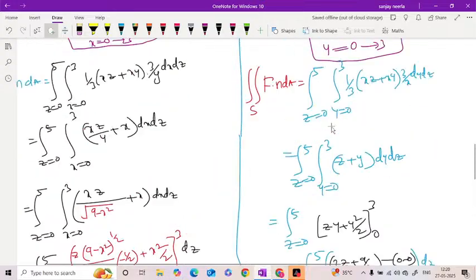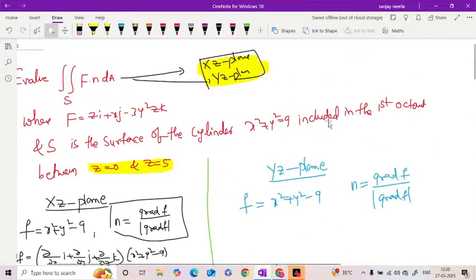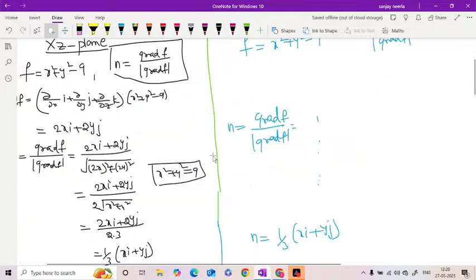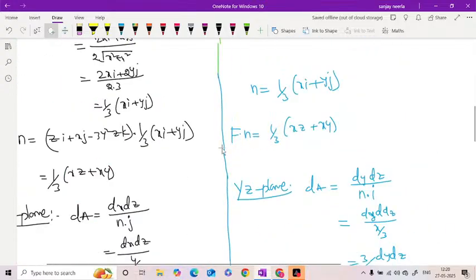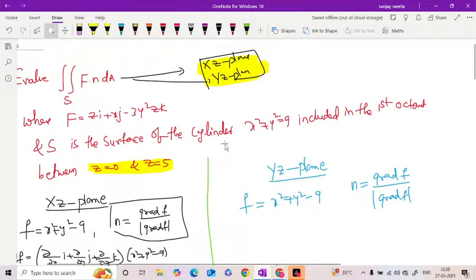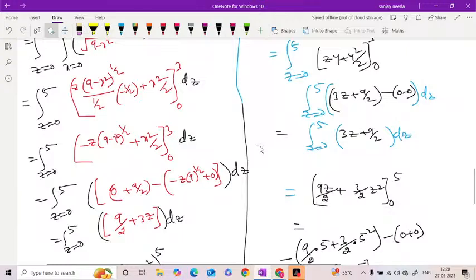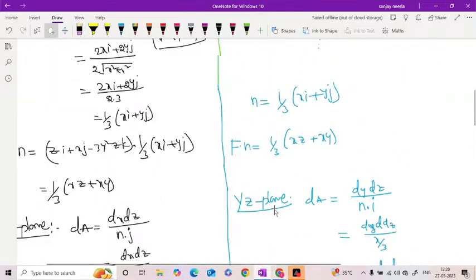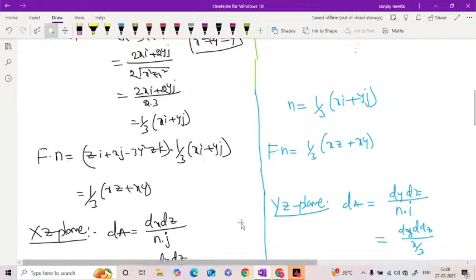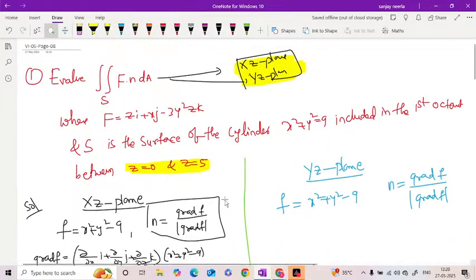So finally, in this problem, by taking the xz plane the problem is a little lengthy, but by taking the yz plane the problem is simpler. Selecting the xz plane, yz plane or xy plane is your choice, but it is better to take the simple way. So this is the problem.